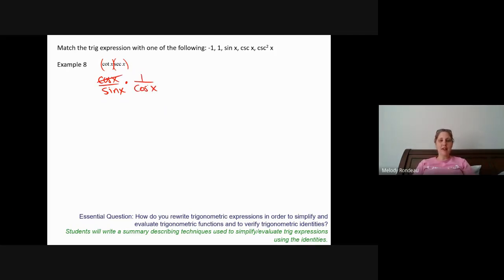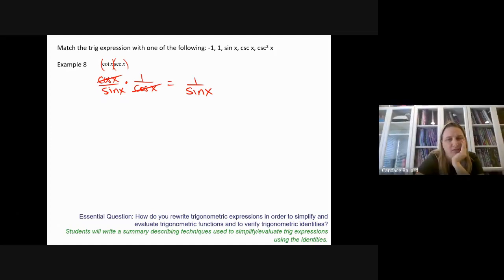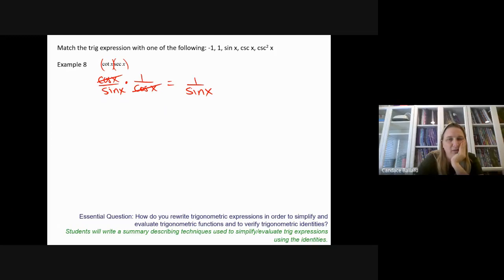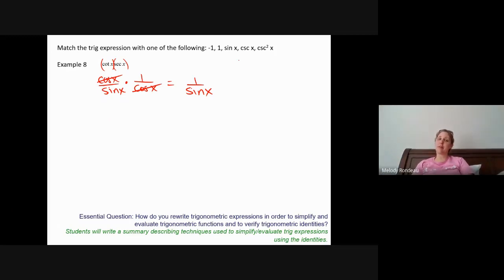And then when I see that, I go, oh yeah, the cosines cancel out. I have 1 over sine, but I don't see 1 over sine in my answer choices. Any ideas as to what the answer might be? Let's get you guys in the chat again. What should the answer be? Did I do it wrong? Yeah, that's tough. It's not one of our choices. Anybody got any ideas on instead of 1 over sine, which one it should be? Cosecant, cosecant squared.